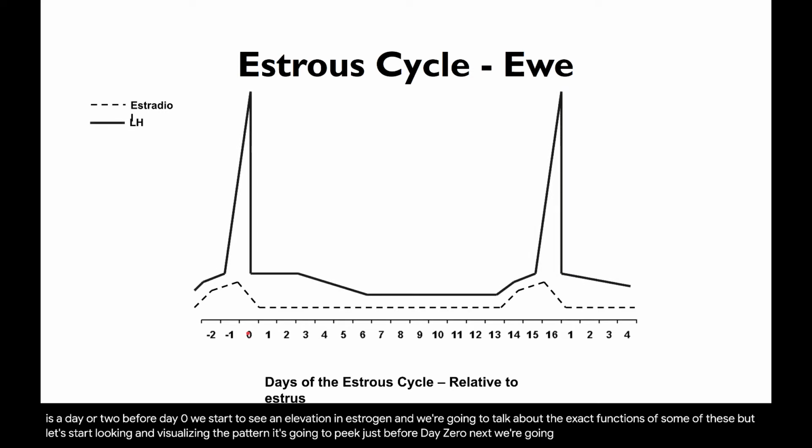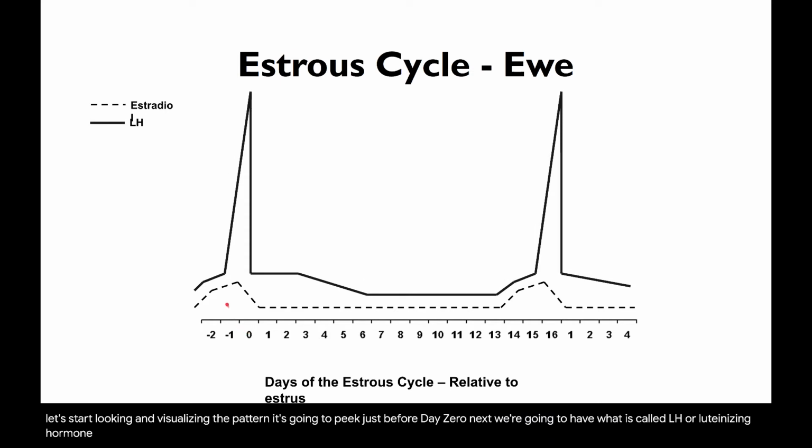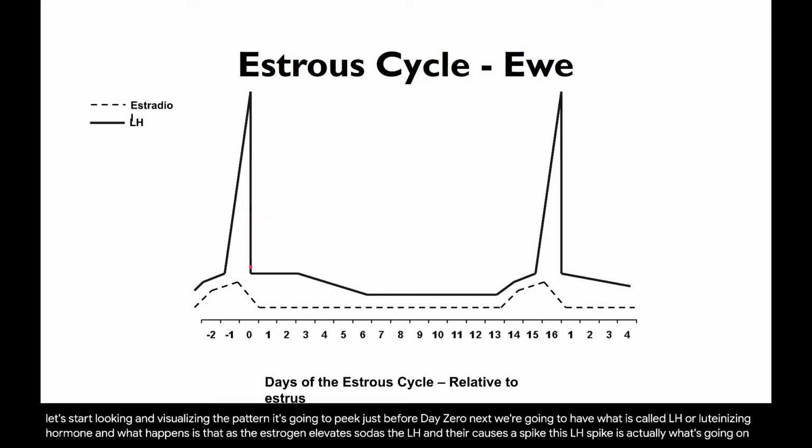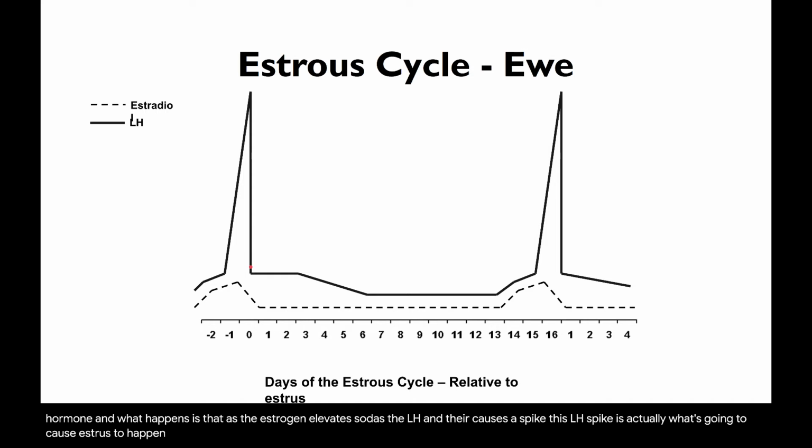Next, we're going to have what is called LH, or luteinizing hormone. As the estrogen elevates, so does the LH, and that causes a spike. This LH spike is actually what's going to cause estrus to happen and the receptivity to the male. Then we'll see the LH drop off and stay low throughout the cycle.